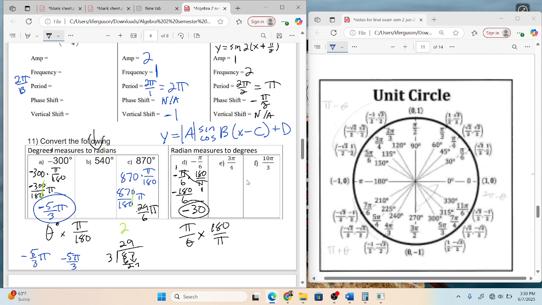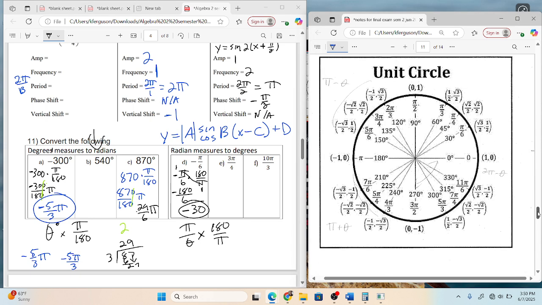Now, this is something that we were saying before, that if I'm looking at pi over 6, it's right here, 30 degrees. I can use the chart for that. 3 pi over 4 is 135 degrees. Yep, that works.